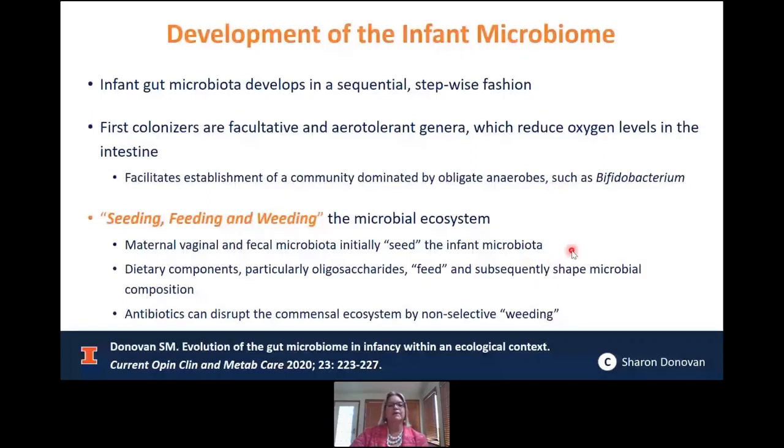And so the vaginal microbiota and particularly the maternal fecal microbiota provide some of the initial seeding. The infant is also exposed to environmental microbiota, which they can acquire from the hospital or where they're delivered, and other aspects in the environment. Once that seeding is done, then dietary components, particularly oligosaccharides, can come in and feed and subsequently shape the intestinal microbiota composition. And lastly, antibiotics, which we'll discuss a little bit today, can disrupt this ecosystem by non-selective weeding of commensal bacteria.